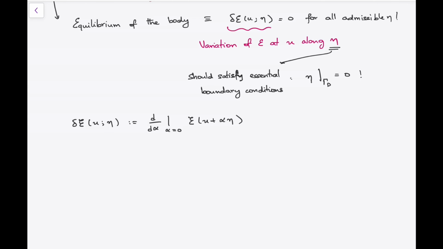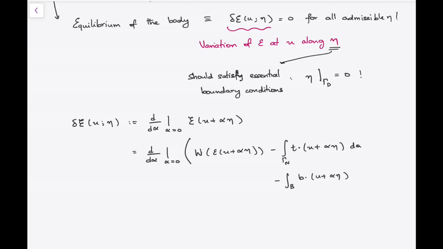Now there is a very simple way to evaluate this. All you have to do is to substitute the quantity U with U plus alpha eta in the expression for E of U, and then take the derivative with respect to alpha. Notice that alpha is a real variable, and hence you just have to apply the chain rule of differentiation to get the desired result.